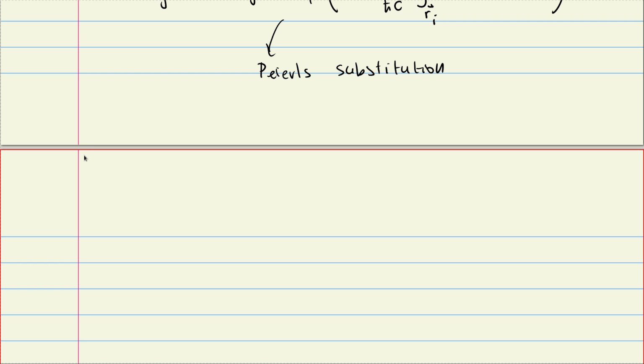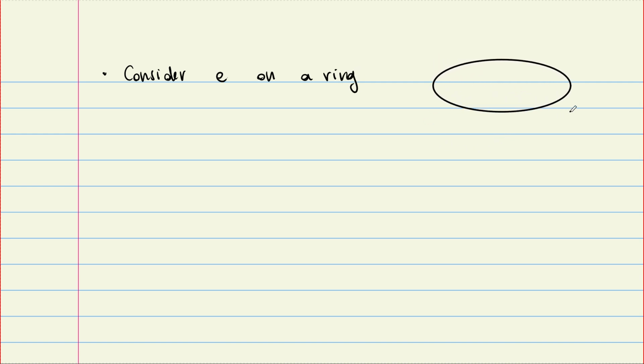Okay, now I want to consider a toy example that's very common and very simple, but it helps us a lot to understand the influence of gauge potentials in quantum mechanics. So I want to consider an electron on a ring. So something like that. There is some electron on this ring moving around in some way or another.